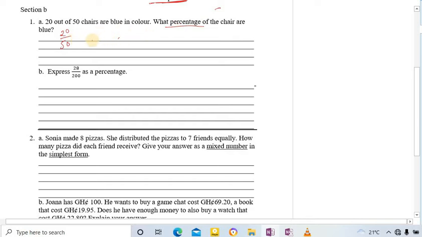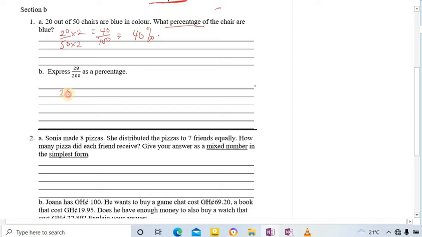A percentage is any fraction with the denominator being 100. So this question is simply asking you to create a like fraction of 20 over 50 having a denominator of 100. So what do I do? I multiply this by 2, multiply this by 2. This would be 40 over 100, equal to 40%. So simple.